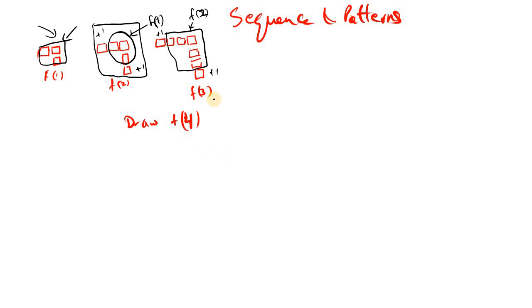So what you'll do is draw the previous figure first, right? That's what they would have done here. They drew the previous figure right here and added a square here and here. They drew the previous figure here, added a square here and here.